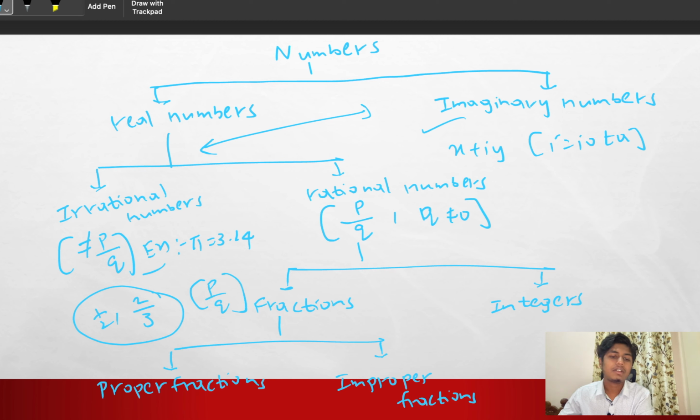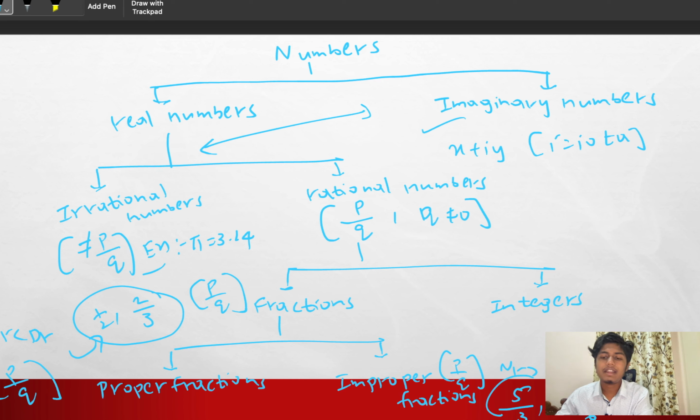Proper fractions are those numbers which are in the form of p by q, where numerator is less than denominator. Example is 2 by 3, where numerator is less than denominator. And improper fractions are those numbers which are in the form of p by q and numerator is greater than denominator. Example is 5 by 3, 7 by 6. These numbers are the examples of improper fractions. Integers are of three types: positive numbers, 0, and negative numbers.